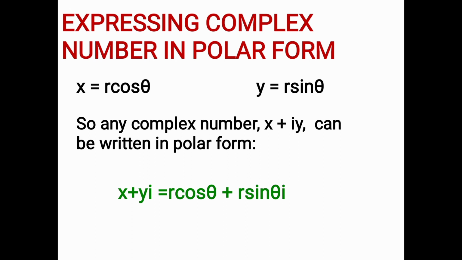Hence x plus iy equals r cos theta plus i r sin theta. R cos theta, as already discussed, is x, and r sin theta is y, multiplied by i. This is the representation of a complex number in polar form. Why are we doing this? Because later on, multiplication and division can be done by trigonometry, which is simpler than complex algebra.